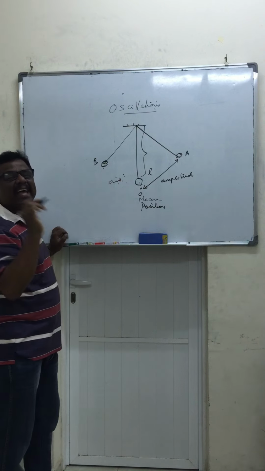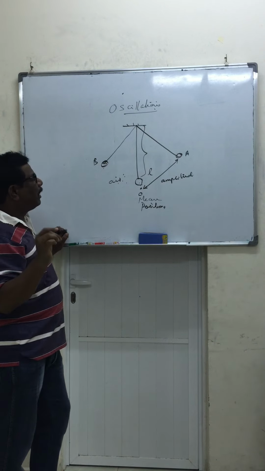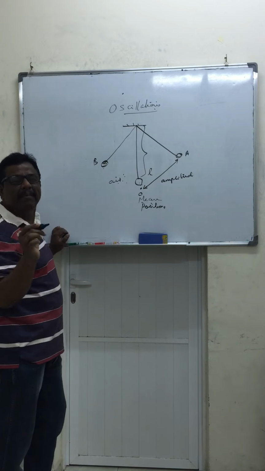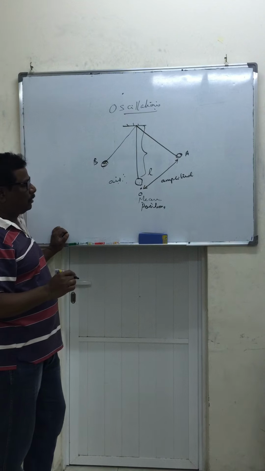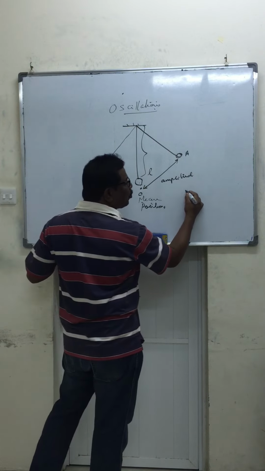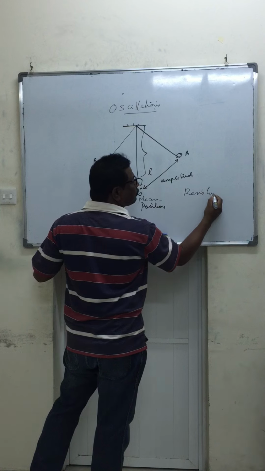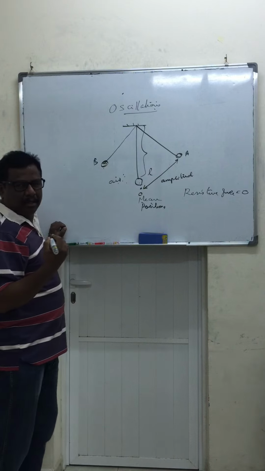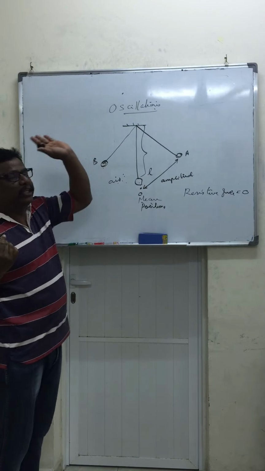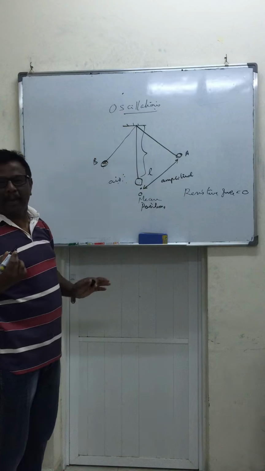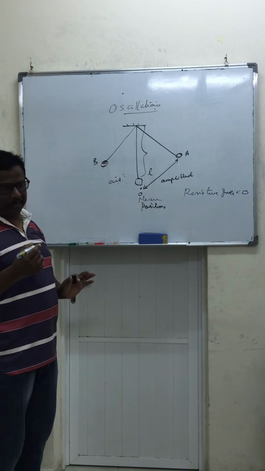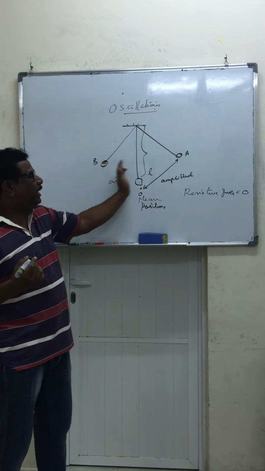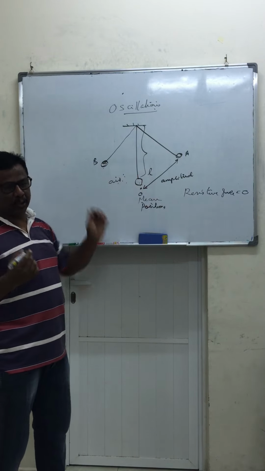Imagine that the medium is air, and the opposing force acting on the pendulum is minimum. There is no opposing force. That opposing force is called the resistive force, equal to 0, negligible. In this situation there is no opposition acting on the pendulum bob. Nothing is there to oppose. Due to that, the pendulum will keep on oscillating with the same amplitude.